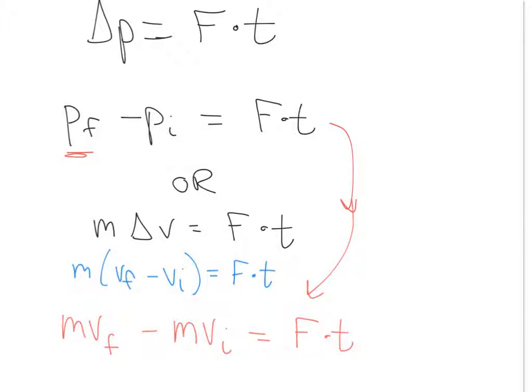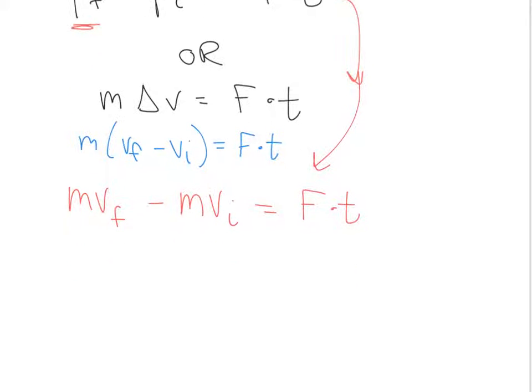But the thing is, what is the final velocity in this problem? What's the final velocity? It hits a tree and comes to rest. Zero. As a result, we cross this portion off. This goes to 0. So I've got negative m Vi equals F times delta t. What does that indicate to you? What kind of a force are you going to get? A negative force. Why would you get a negative force?